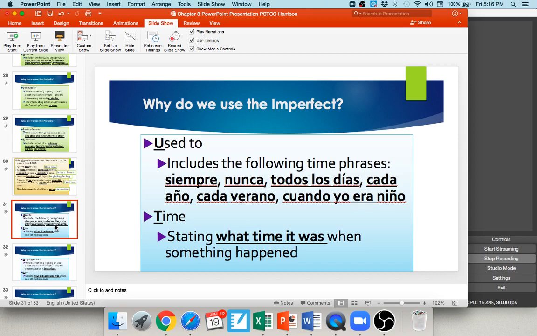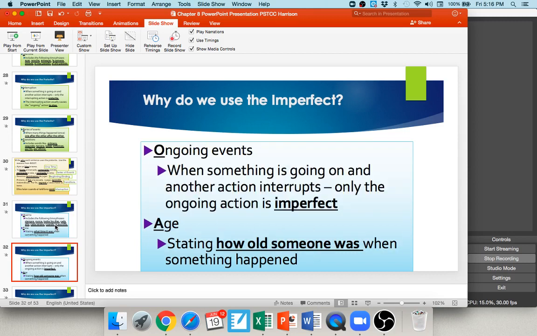Used to, UTOAD. The T of UTOAD stands for time. When you say what time it was when something happened, like, man, it was 1 o'clock in the morning when I went to Taco Bell. Okay, that it was 1 o'clock in the morning, that time is the imperfect. Era la una de la mañana cuando fui a Taco Bell.